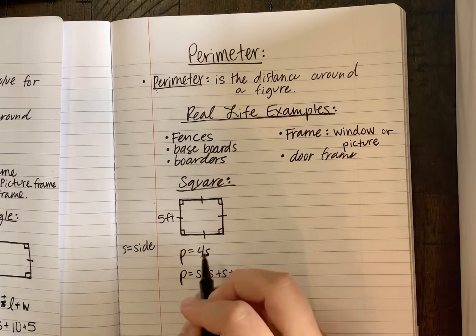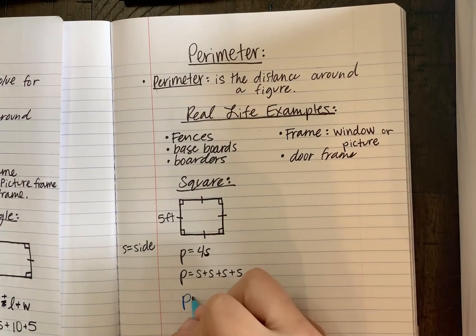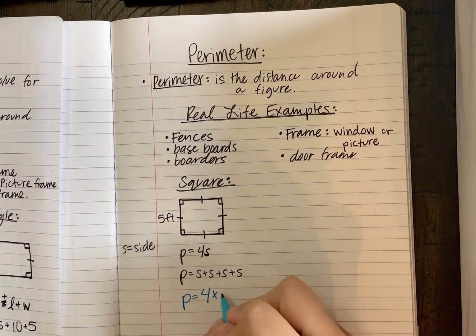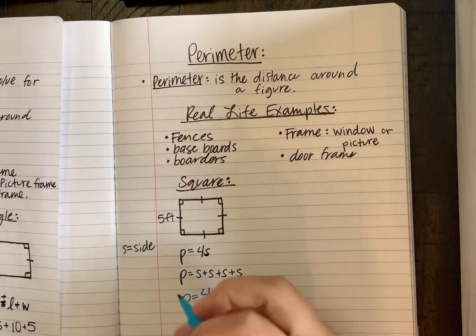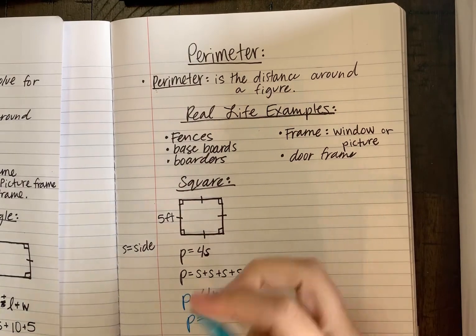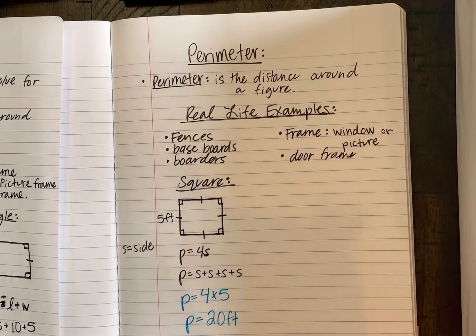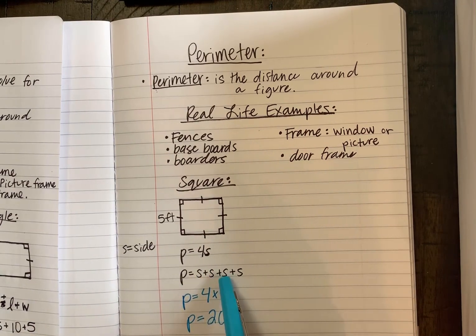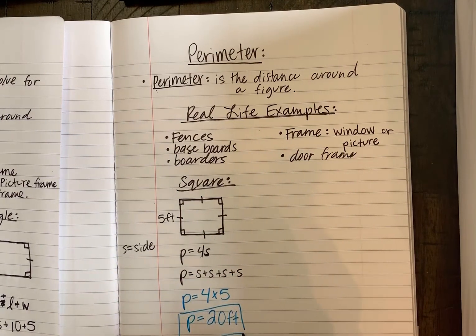In this case, if we use this first equation, I'm going to go ahead and switch my color. You do not have to. That would be P equals 4 times 5, because whenever a letter and a number are next to each other, we multiply. So 4 times 5, the perimeter of this square would be 20 feet. Don't forget your unit of measurement. This could have been inches, yards, miles, anything like that, and you just throw it at the end. So this would be 20 feet. Or we could have done 5 plus 5 plus 5 plus 5, which would have given the same answer of the perimeter being 20 feet.